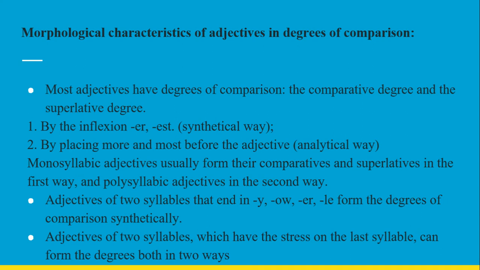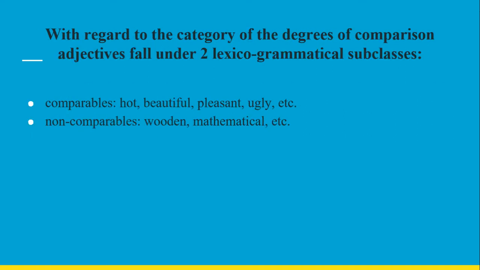Adjectives of two syllables that end in -y, -o, -w, -er, -le form the degrees of comparison synthetically. Adjectives of two syllables which have the stress on the last syllable can form the degrees in both ways. With regard to the category of degrees of comparison, adjectives fall under two lexical-grammatical subclasses, comparables and non-comparables.